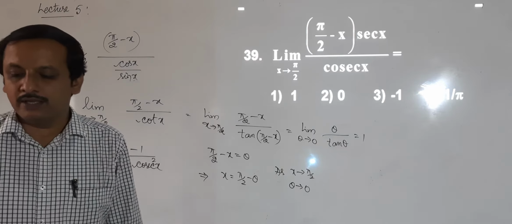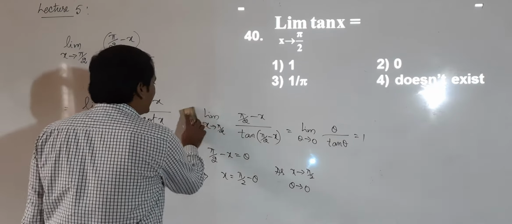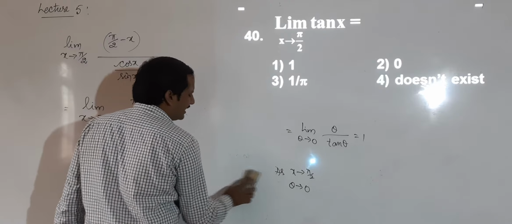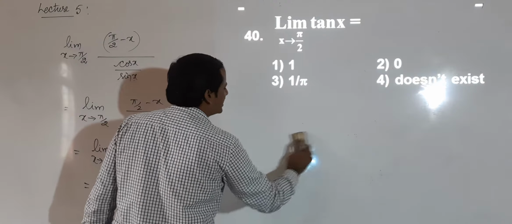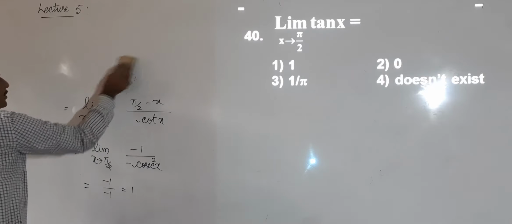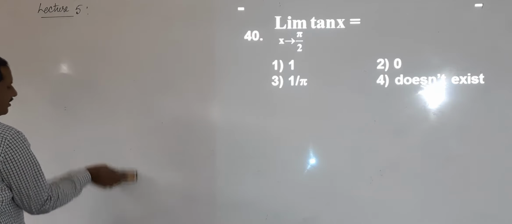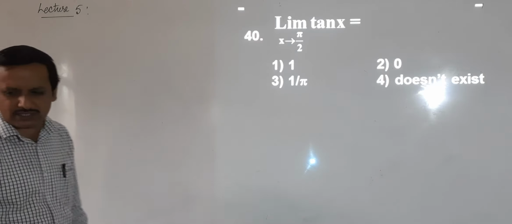Okay. Next question. Question number 40. Limit x tends to pi by 2 of tan x. As you know, at x equal to pi by 2, tan x is not defined. Okay? But when x approaches pi by 2, what happens to tan x? Is it defined or not? Does the limit exist or not? That we shall check now.